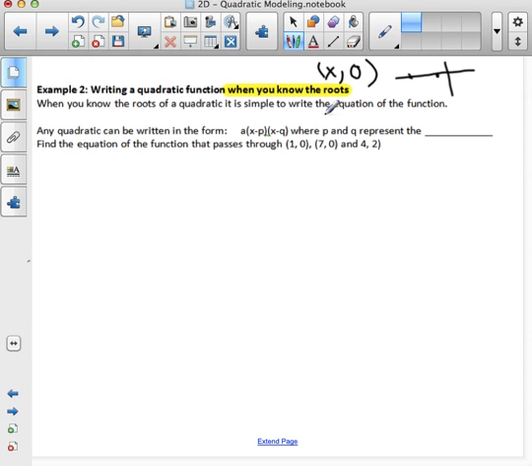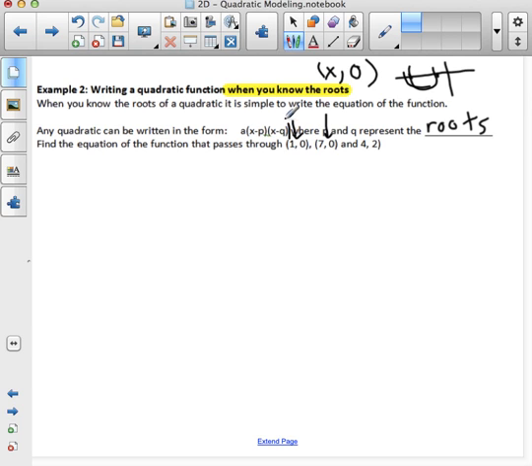So when I look at my data, I'm like, oh, here you go. Here's a root, 1, 0, and 7, 0. Those are both roots. Now, if p and q represent the roots, we can use them really easily to find the equation of the parabola. Because in order to get the roots, or the place where the parabola crosses the x-axis, right, we take factors and we set them equal to 0.